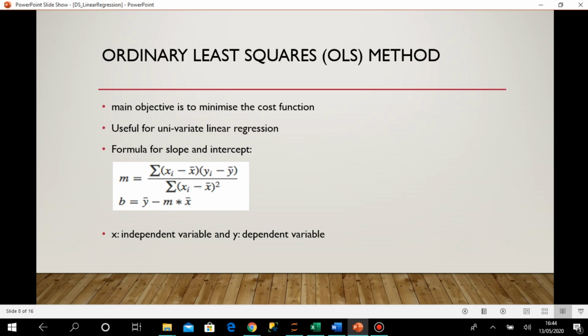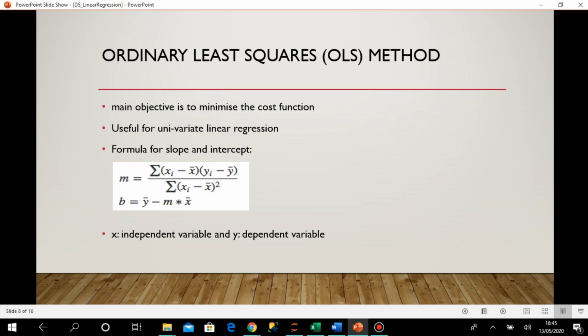So here xi is all the x values, means different values of x, and x bar is the average, the mean of all the x values. So here I am taking the difference between xi and the mean of x and multiplying with yi minus y bar, which is again the mean of the y values, and then I am dividing it with xi minus x bar whole square. So that value when we calculate gives the optimal value for m, and similarly b is y bar minus m into x bar. So this is the formula for the ordinary least square method.